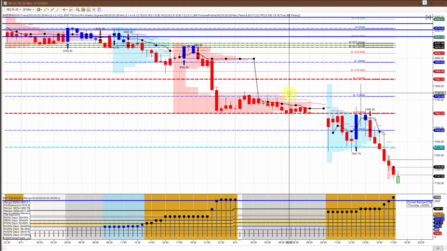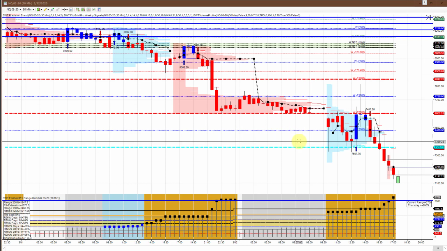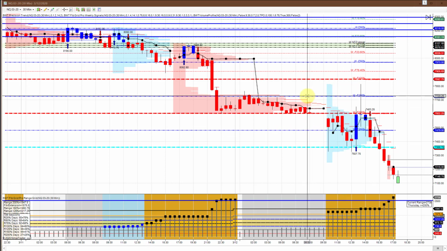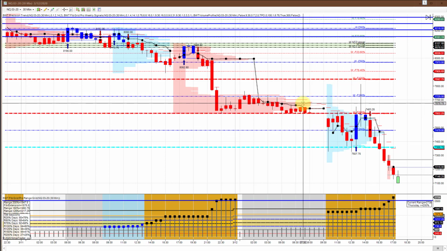So this goes to show that the FibGrid can be a very valuable tool in evaluating support and resistance and having a roadmap for where the market is headed, where the market will find support and resistance.